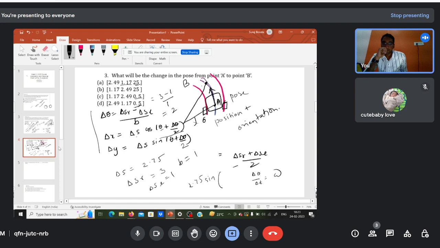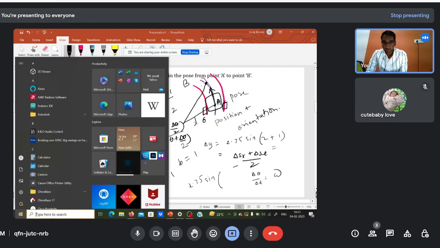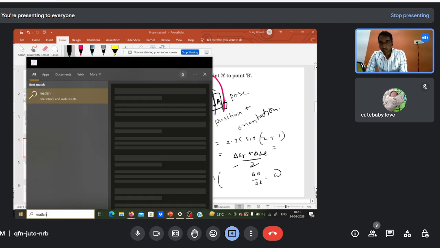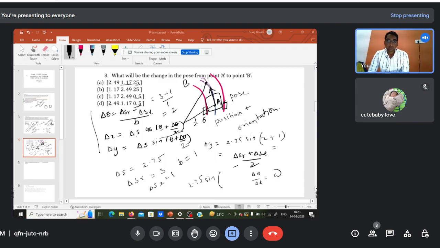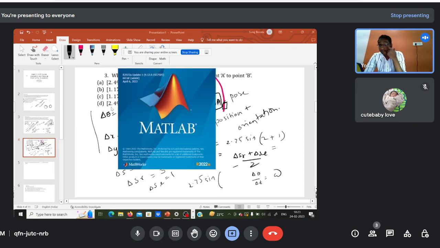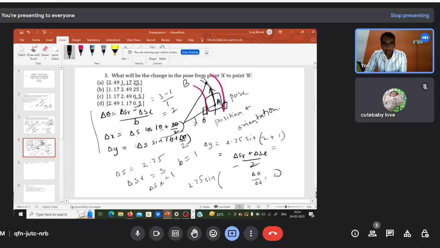What is delta S? Delta Y is equal to delta S, 2.75, sine of... Okay, so I don't have a scientific calculator over here, so let's use MATLAB. Basically, even you can do this. If someone can quickly put in a calculator and just tell me the answer, that would be nice.